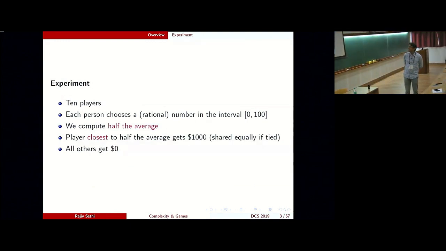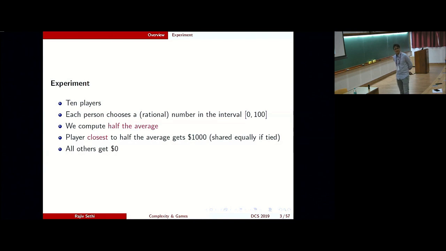Okay? And then we're going to compute the average of the numbers that are chosen by the people over here. We'll cut that average in half. So we'll take half the average. And the person who is closest to half the average will get $1,000. Virtual currency. Academics don't make enough money to run this for real. But just imagine, play it as if it's real.